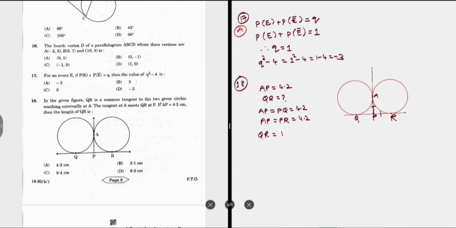QR is PQ plus PR, which is 4.2 plus 4.2, that is 8.4 centimeters. So finally we got QR is equal to 8.4 centimeters. Option C is correct.